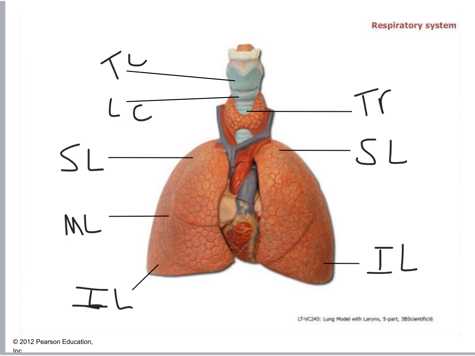Now we go on our right-hand side. This upper line is pointing to the trachea, which is right here. This line is pointing to the superior lobe of the left lung. And then this line is pointing to the inferior lobe of the left lung.